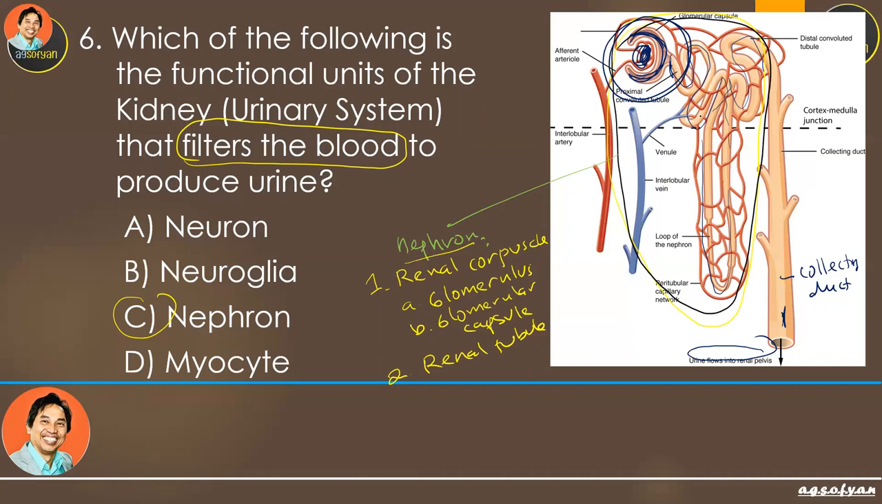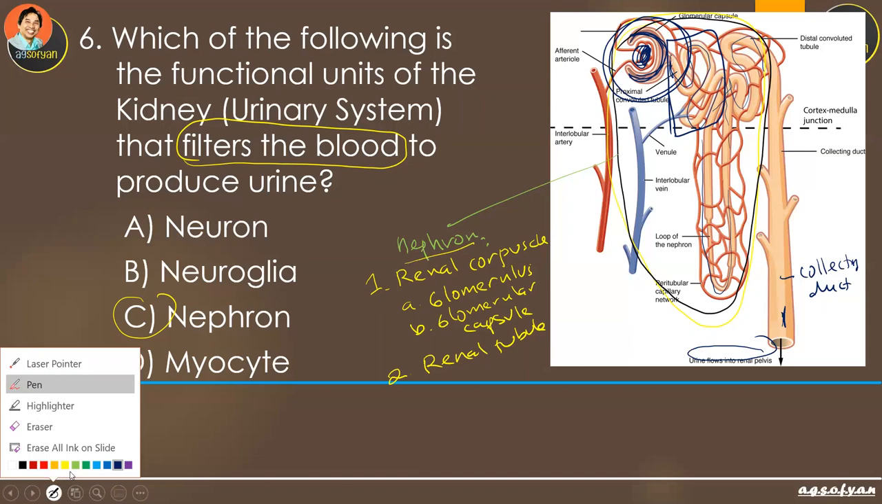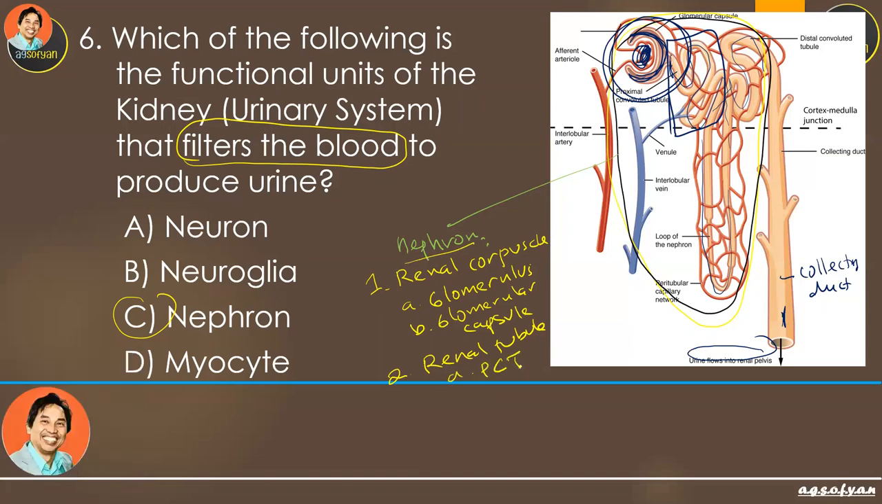If you see, the tubule actually has three or four parts. The first part is called the proximal tubule, or sometimes the PCT, proximal convoluted tubule. The second part is making a loop. The first loop is going down, which we can call the descending loop. And the next loop is going up, called the ascending loop. And then the last part is from the ascending loop into the collecting duct. This part is distal, away from the capsule. That part is called the distal convoluted tubule, or DCT.